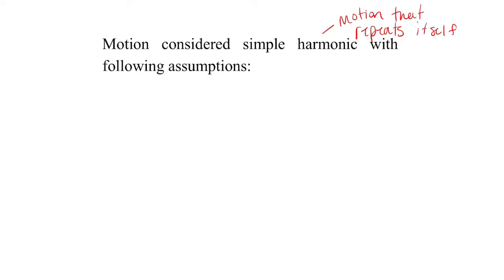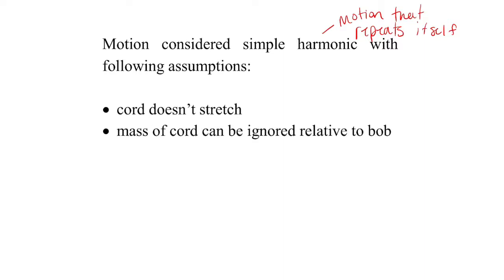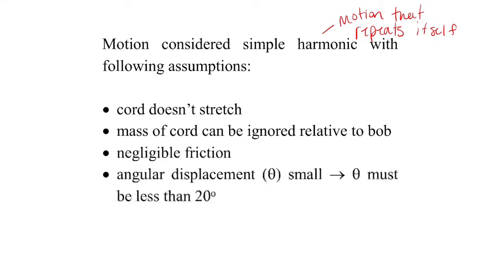We can treat a pendulum like simple harmonic motion if we have the following assumptions. The cord doesn't stretch, because then that gives us some elastic energy as well, and then we're not in just nice simple harmonic motion. The mass of the cord can be ignored relative to the bob, so the bob has to be much heavier than the cord. You can't have a really heavy cord with a really light thing on the end. That's not really a pendulum. Negligible friction, so not a ton of air resistance. And angular displacement is small.